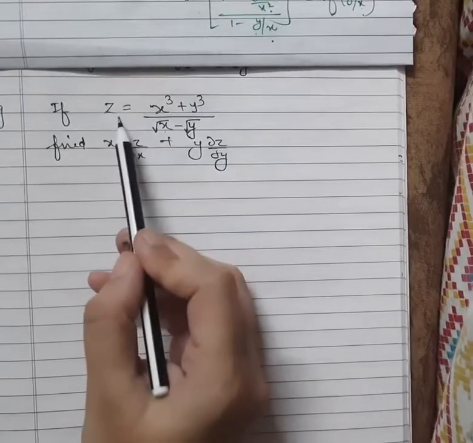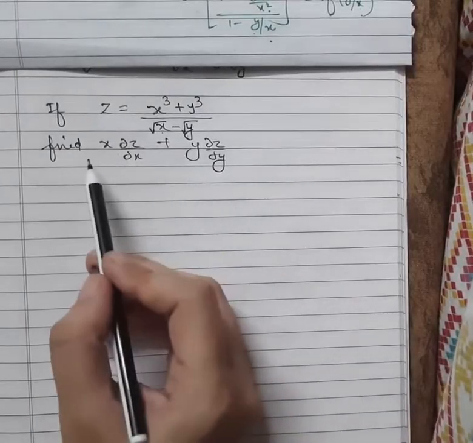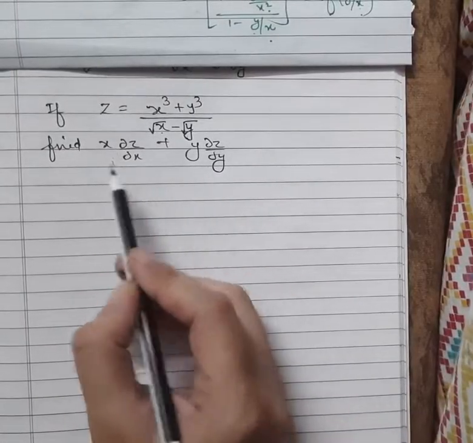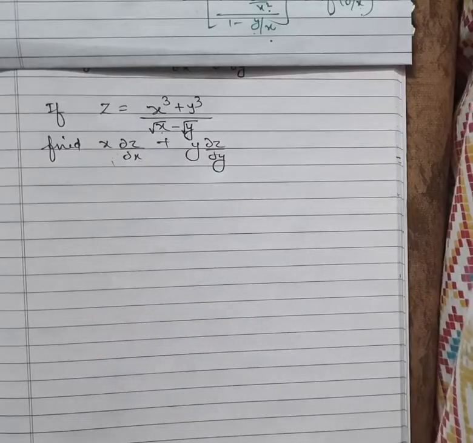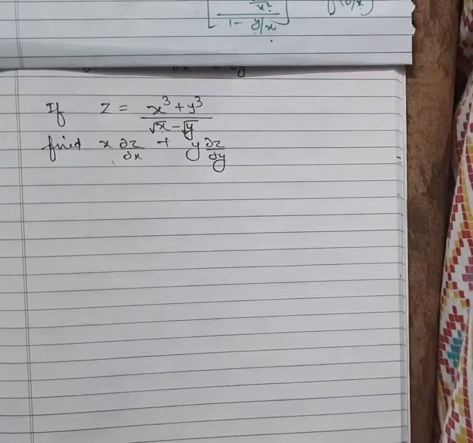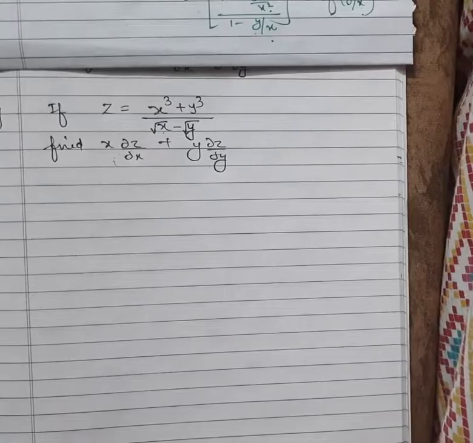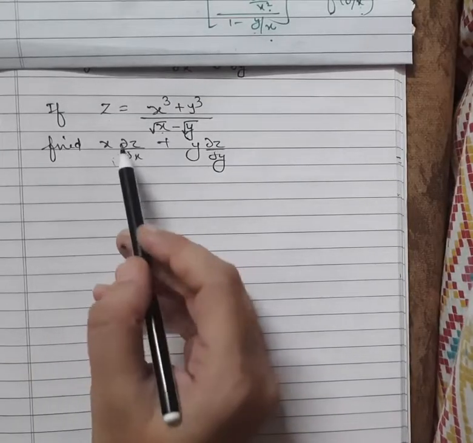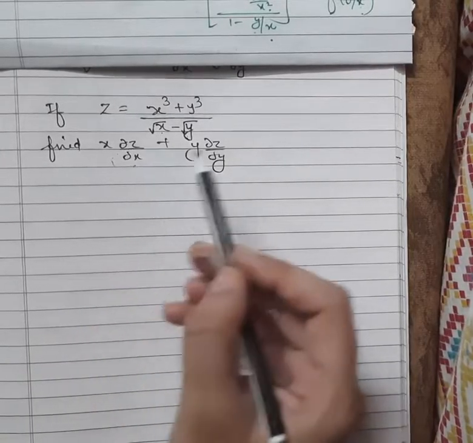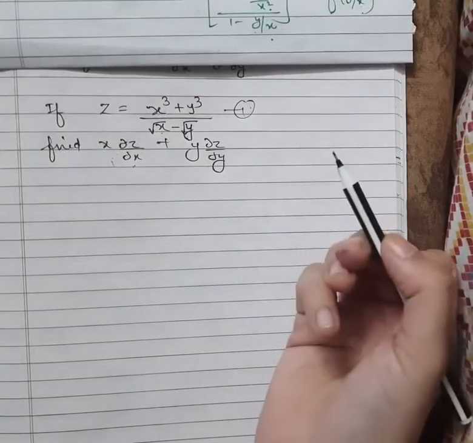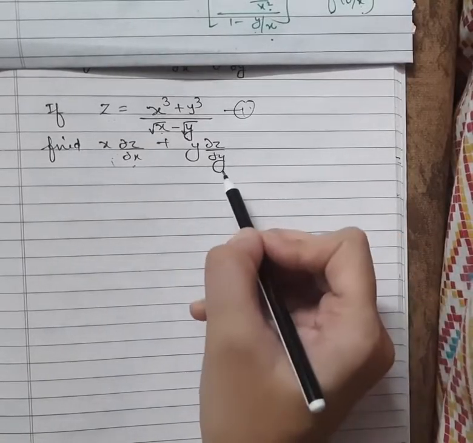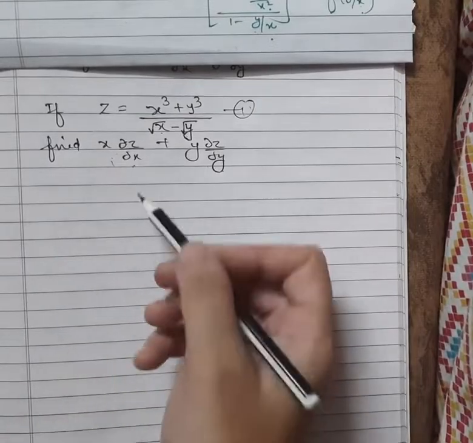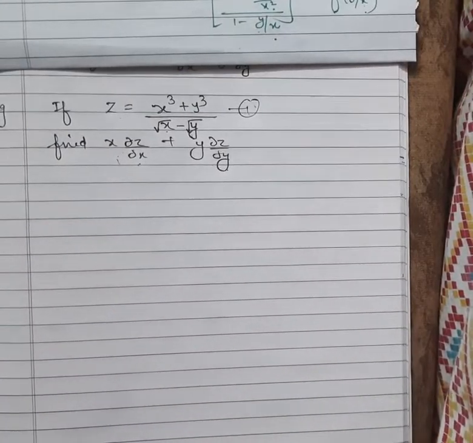So here we have been given a function z, and they are asking us to calculate this equation, x curl z by curl x plus y curl z by curl y. Now if you are not aware of the concept of homogeneous function, what you will do? You will solve x curl z by curl x. You are going to differentiate this first equation with respect to x. You are going to differentiate this equation with respect to y. Then you will put the values and you will try to get your answer.